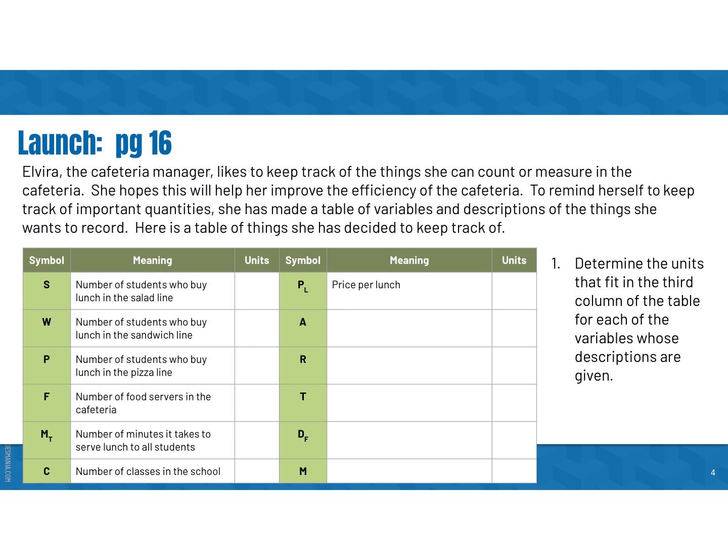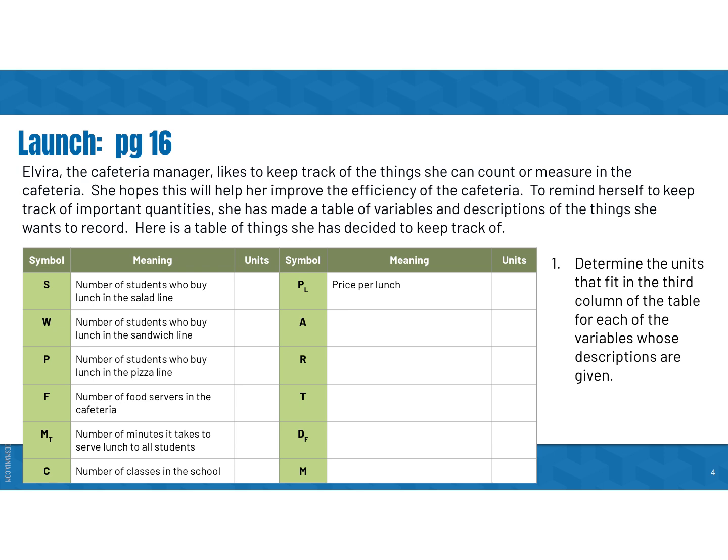All right, on page 16, let's figure out what's going on, and then we're going to walk through some stuff. So it says, Elvira, the cafeteria manager, likes to keep track of things she can count or measure in a cafeteria. She hopes this will help her improve the efficiency of the cafeteria. We've all been in the cafeteria line. It takes forever, right? How can they make it better is really what they're looking at.